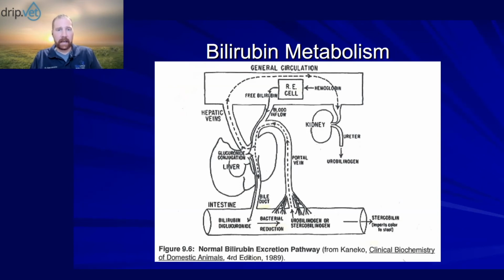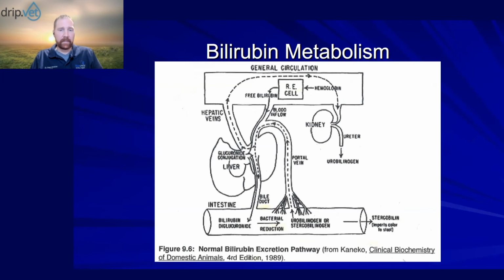Stercobilinogen is going to be excreted in the feces. It actually is partially what imparts color to stool. And then the urobilinogen is going to undergo enterohepatic recirculation and then eventually be filtered through the kidneys. Some of the conjugated bilirubin is also freely filtered by the glomerulus and renally excreted.